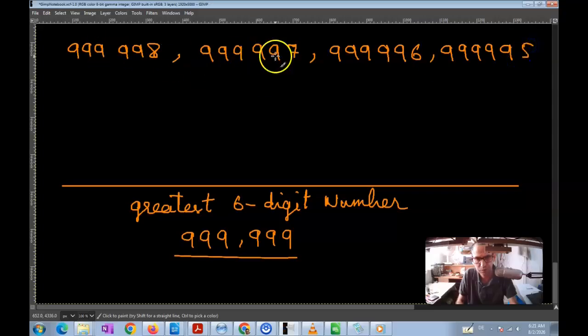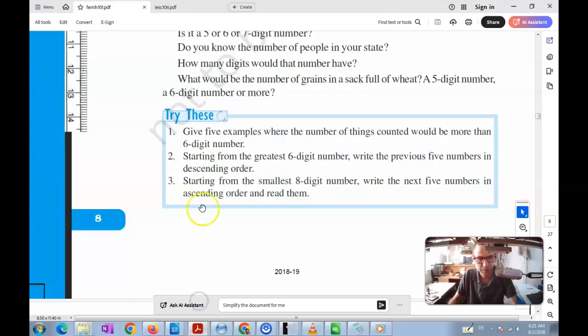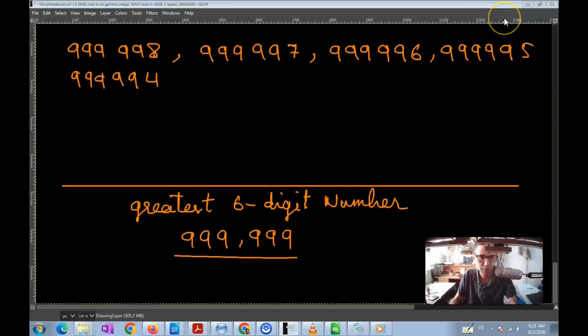And then you will have 999,995. So that's 1, 2, 3, and 4. And then you will have 999,994. You want to write these numbers in descending order. In descending order means you start from the largest number and end up with the smallest number, which is what we have done here, right?